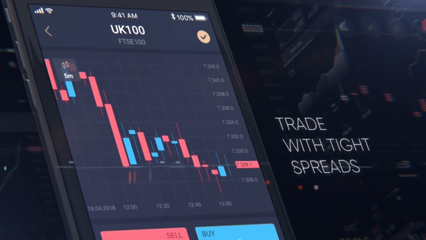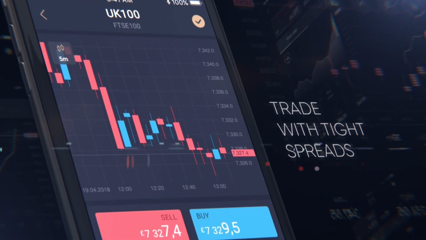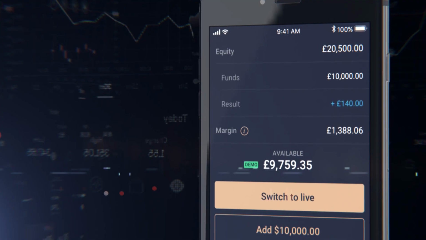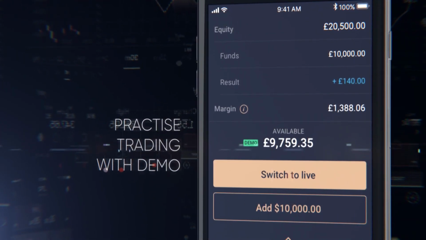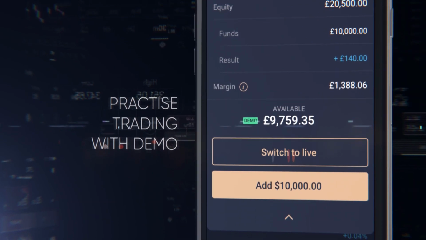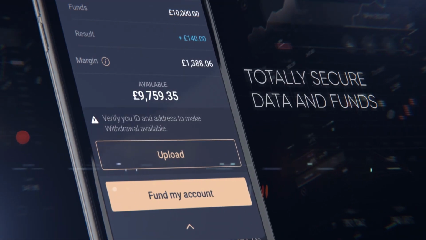We do all of this on our innovative trading platform where you can trade with some of the tightest spreads on the market. It allows you to learn how to trade risk-free with a practice account. And when you do decide to open a real account, all your data and funds will be held in a secure environment.